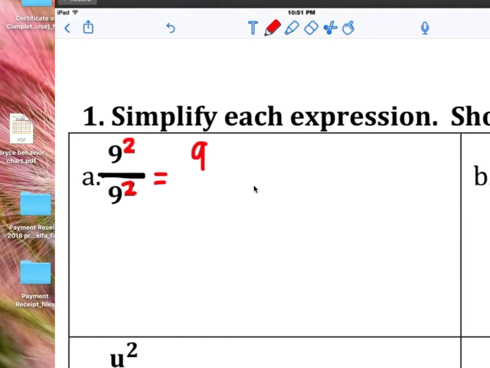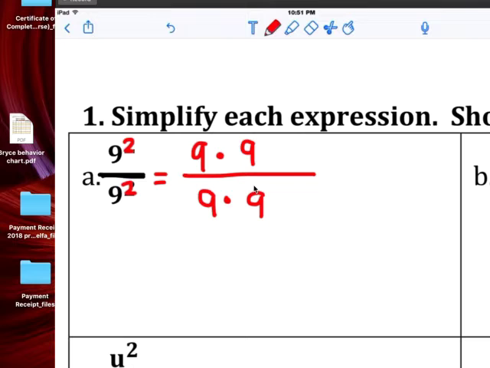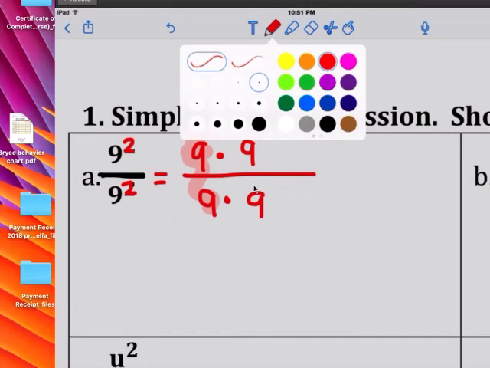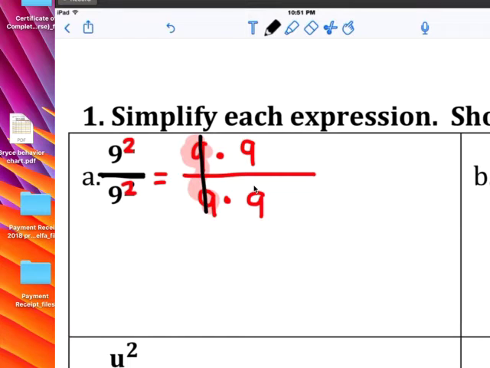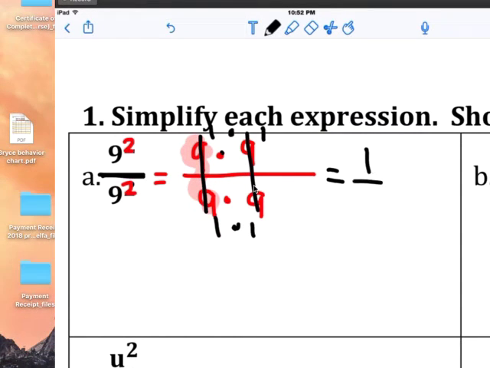this is 9. I'm going to show you the long way, 9 over 9 like this, right? Well, 9 divided by 9 is 1. 1 over 1, right? Simplified to 1 over 1. So this is 1 times 1. This is 1 times 1. Well, 1 times 1 is 1 over 1, which is 1, right?